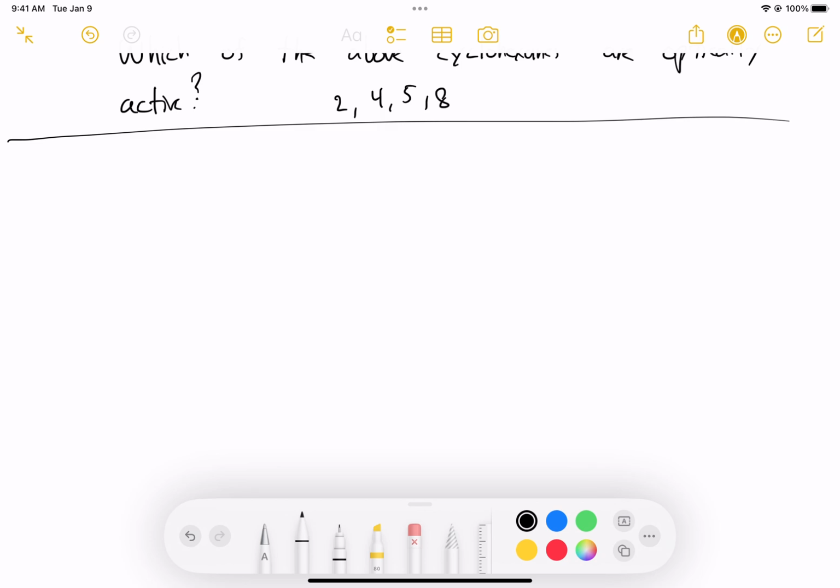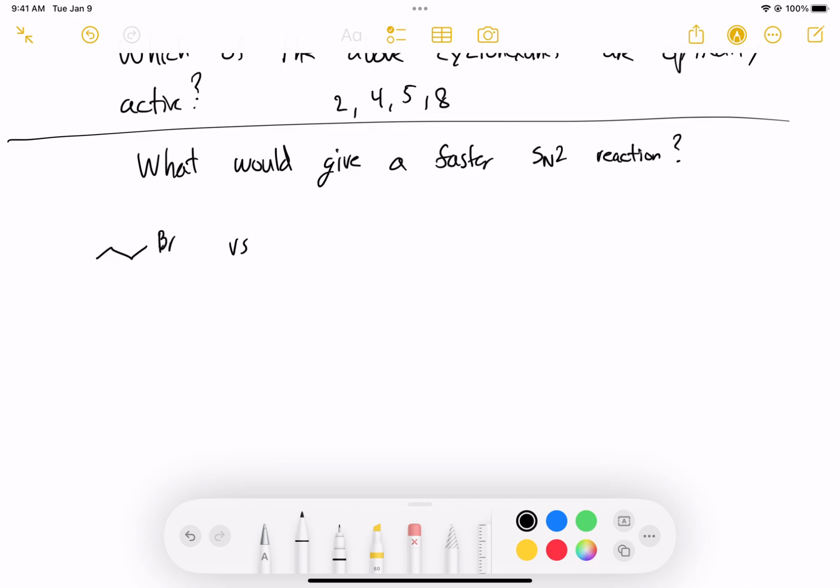All right, so we're going to say what would give a faster SN2 reaction. Okay, so I'm going to give you a list of options. So we're going to decide which one would give a faster SN2 reaction. All right, so we have a primary bromo versus a tertiary bromo. Okay, so remember SN2, we like primary, so we're going to say this bromo.